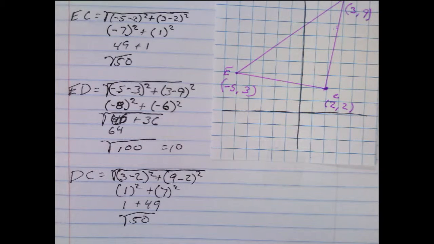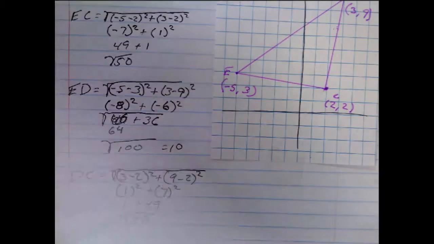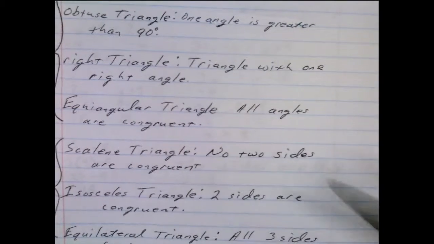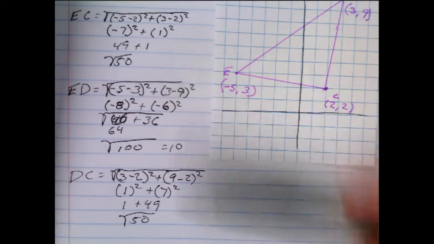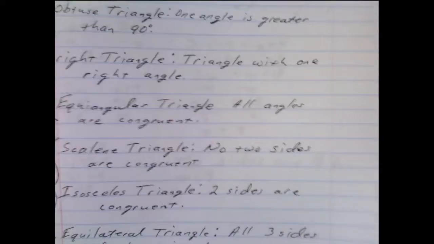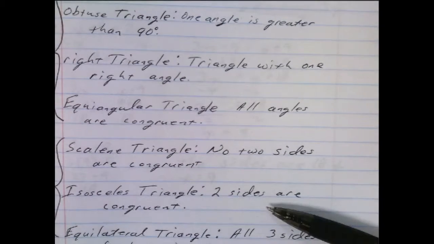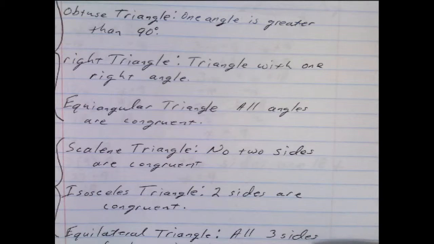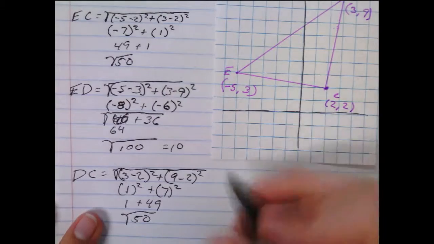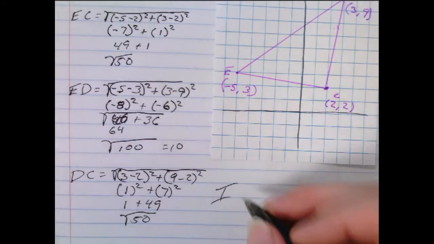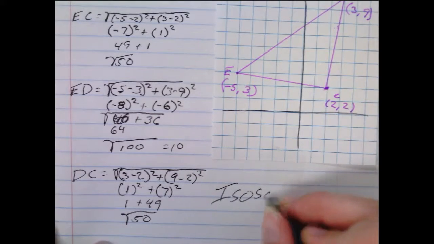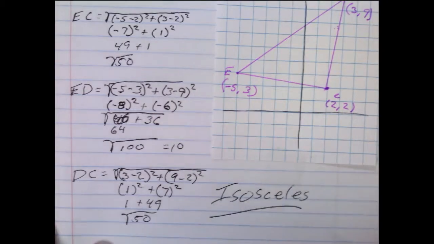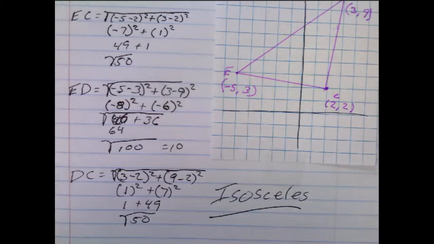So now I'm going back to the front of this to classify by sides. Scalene says none of them are the same. Well, I have 2 that are the same, so that one's not going to work. Isosceles says 2 that are the same. I have that. Equilateral says 3 that are the same. Well, I don't have 3, so this is isosceles. So we've classified it as isosceles.